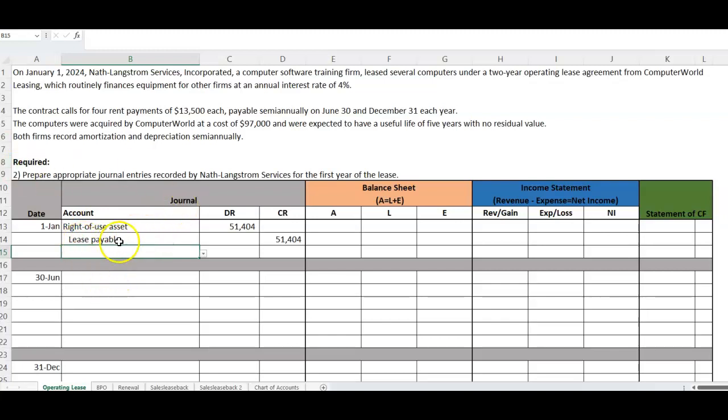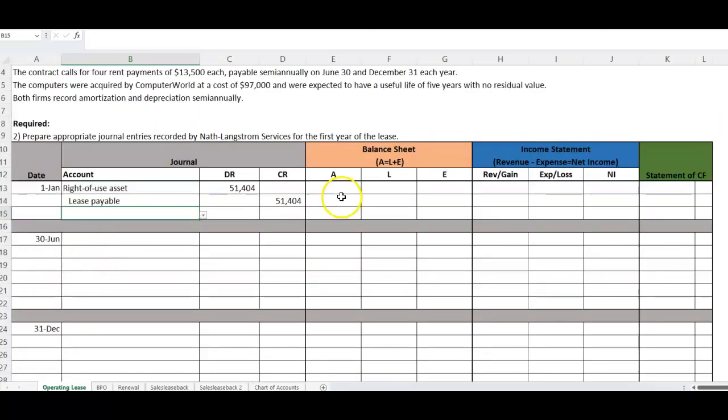So now we still have to record a right of use asset, or at least that's my take on it, and then the lease payable at 51,404. Again, like before, we have an asset, so our assets are going up and our liabilities are going up. At this point, no income or cash flow issues. Now, moving on, June 30th, we would make our first payment.